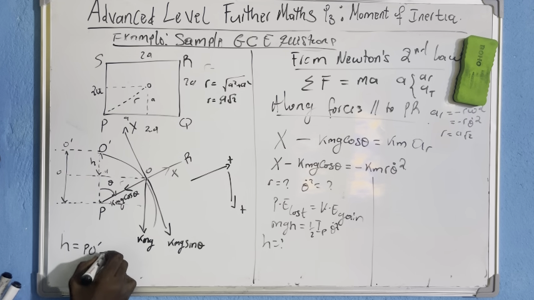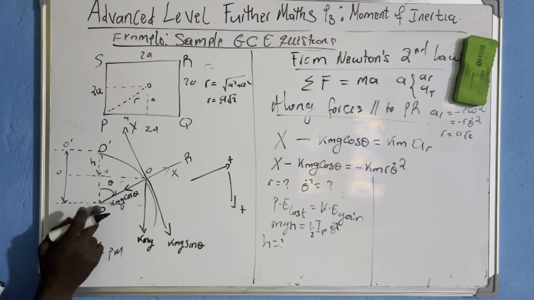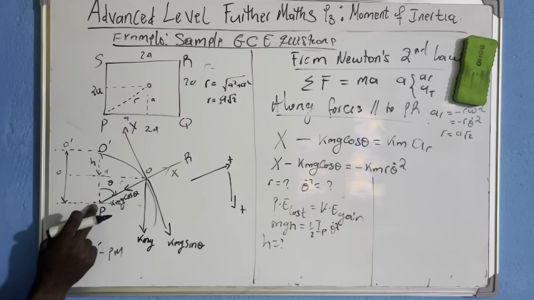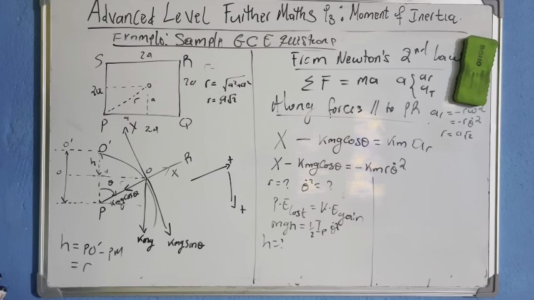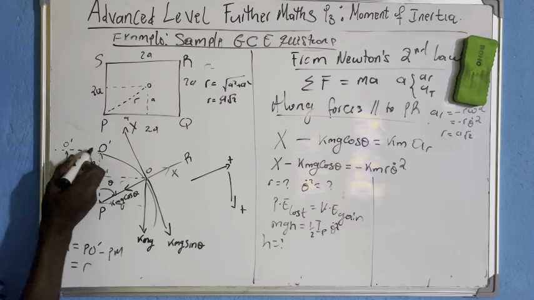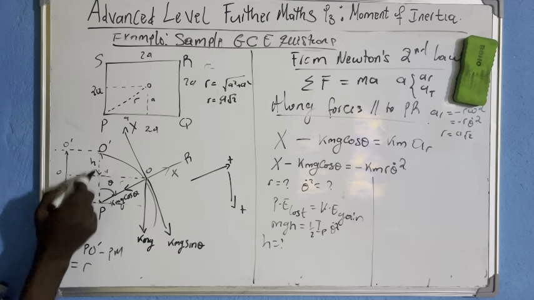Okay, minus PM. Is that okay? So that is it. Then we all know that PO prime, the distance PO prime, look at this, it describes a circle, right? The distance from the center to the circumference of the circle is the radius. Look at this circle. That is one of the parts of the circle. So the distance from the center of the circle to the circumference is R.